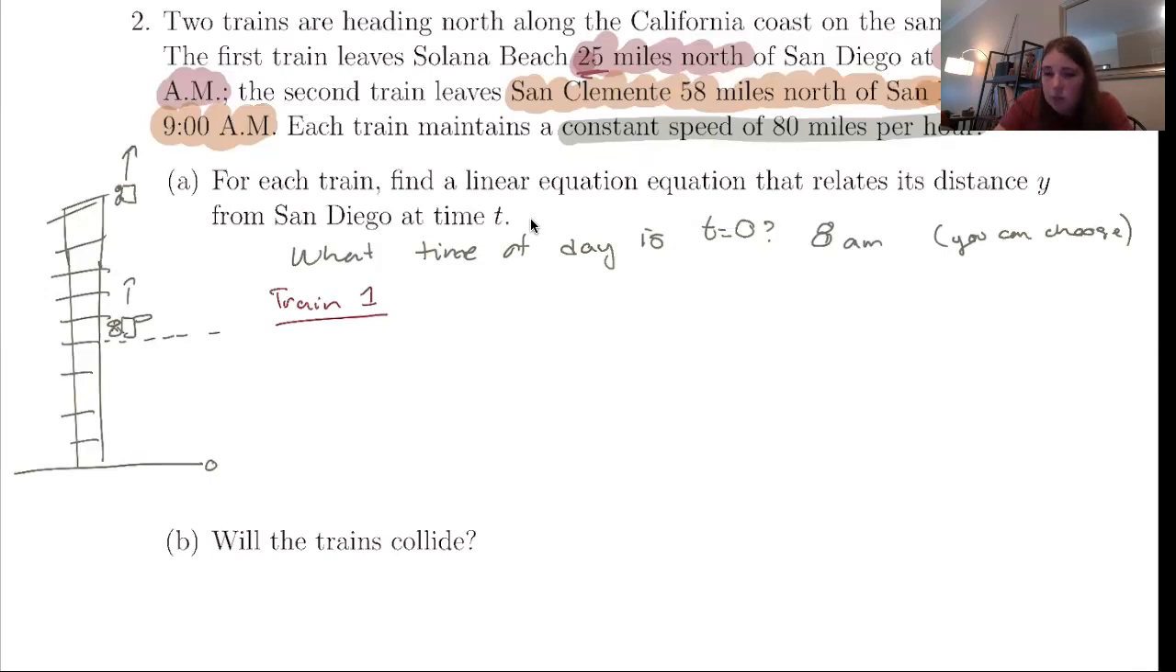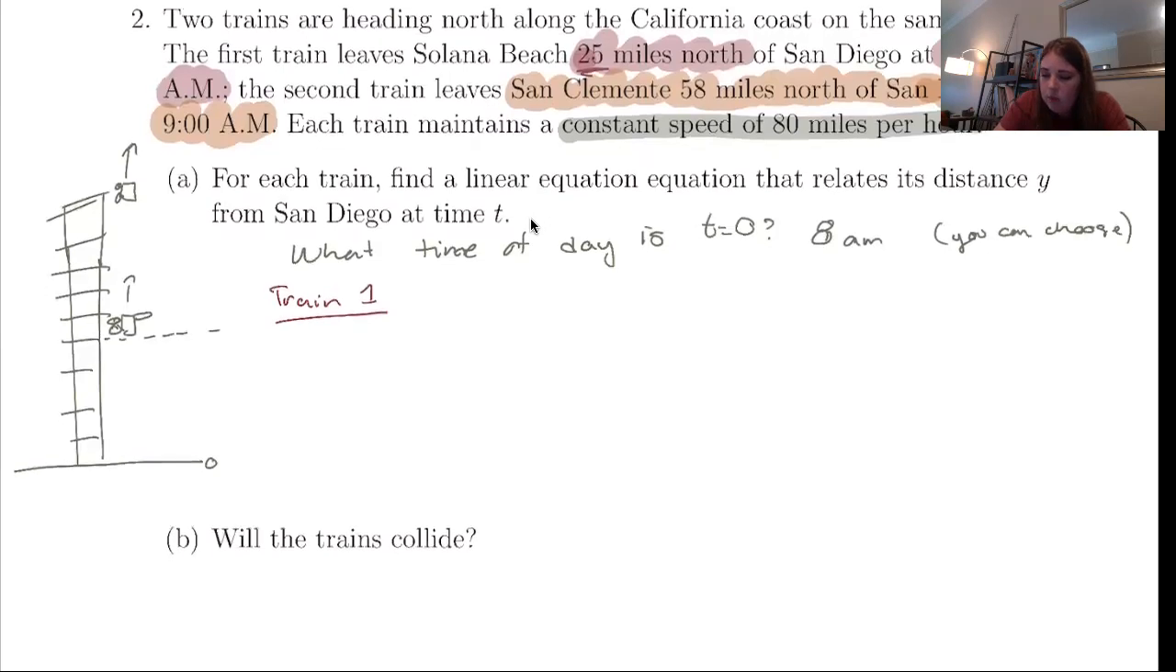Right, we chose t equals 0 to be 8 a.m. So at 8 a.m., train 1 is 25 miles north of San Diego, right? So we have (0, 25) as a point. That's great. Careful on it. We're talking about train 1, not train 2. Train 2 is going to be 58 miles north of San Diego at 9 a.m. So close, no cigar.